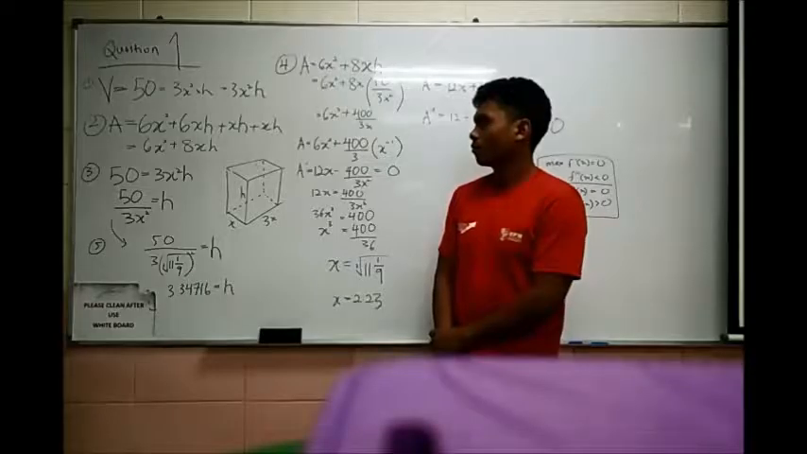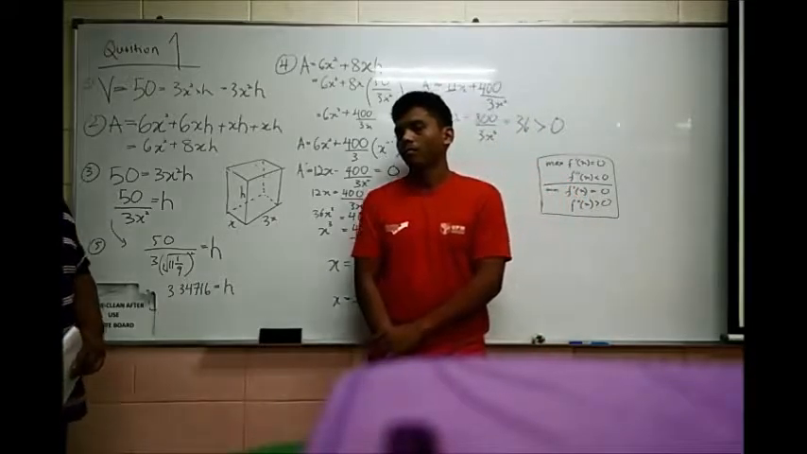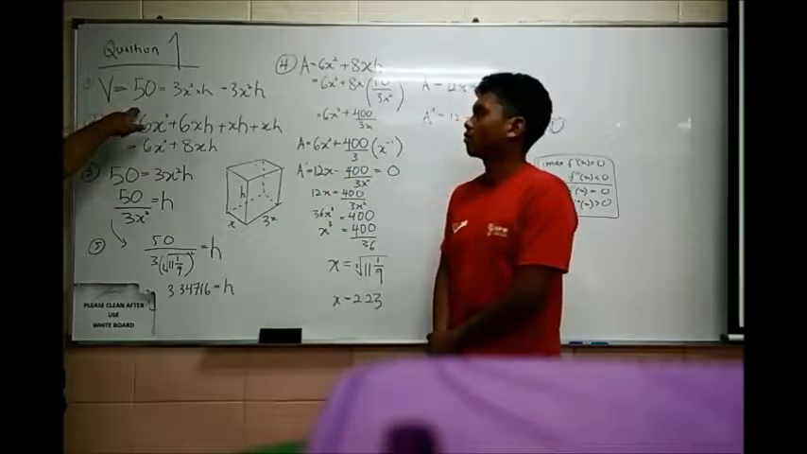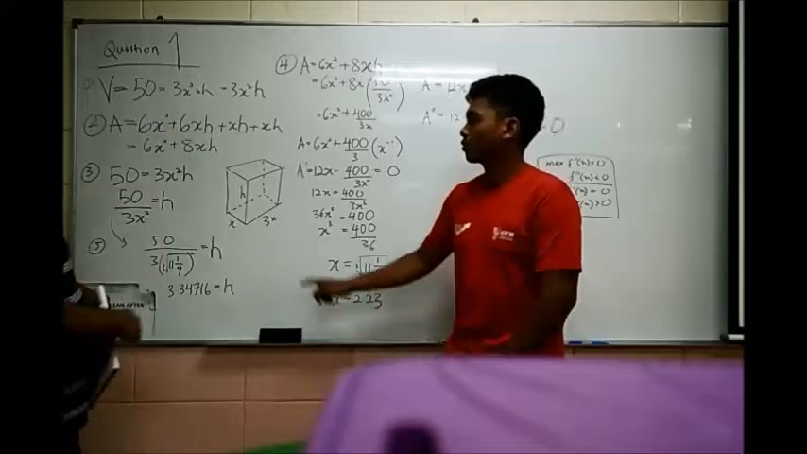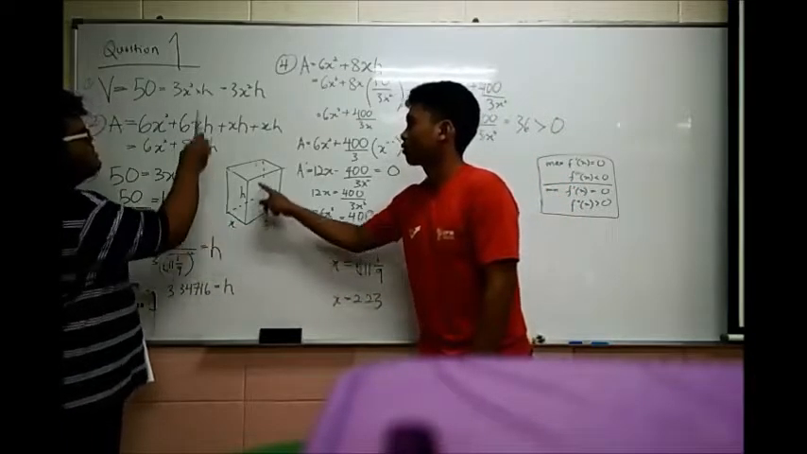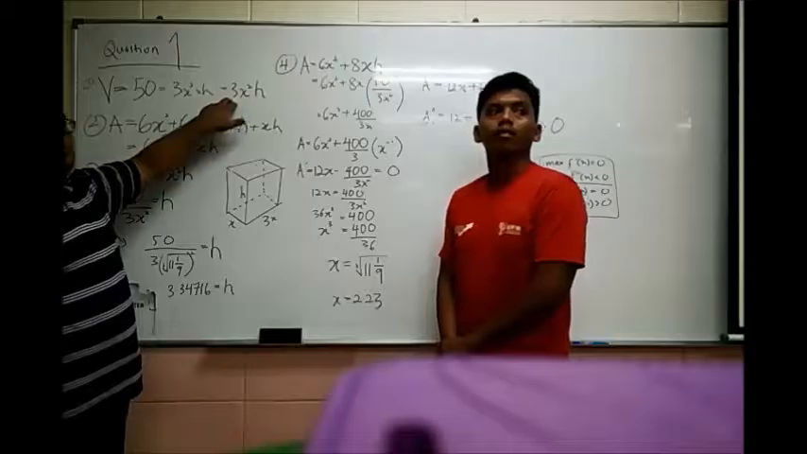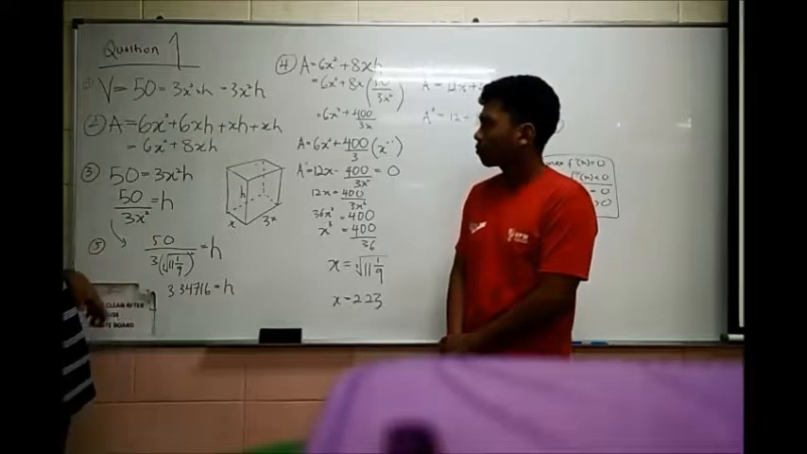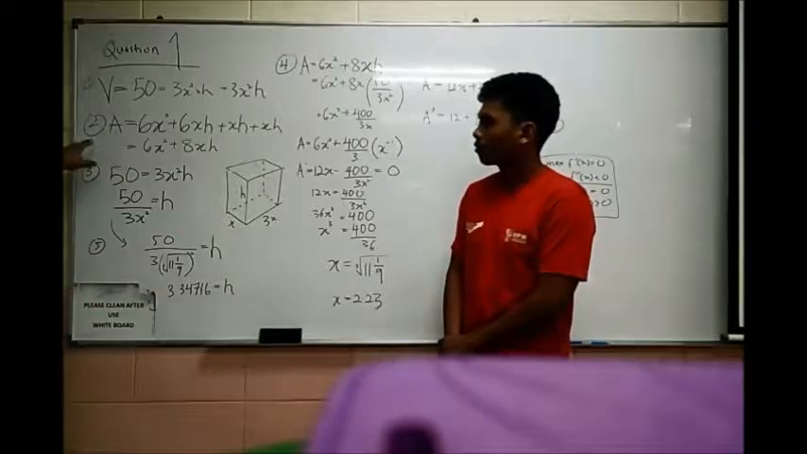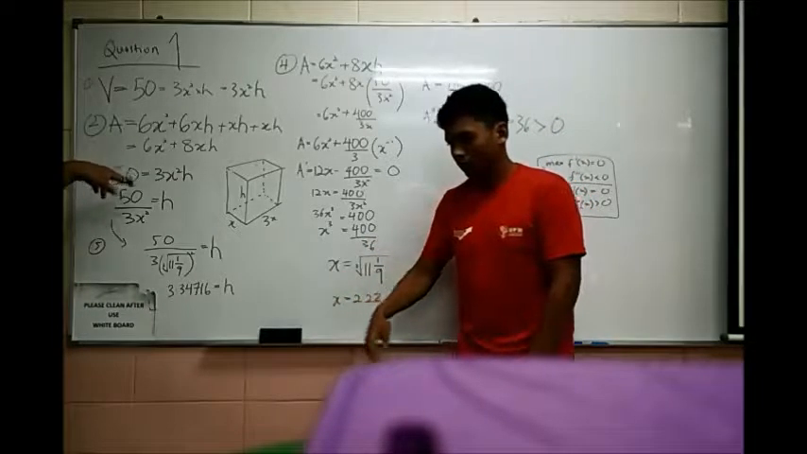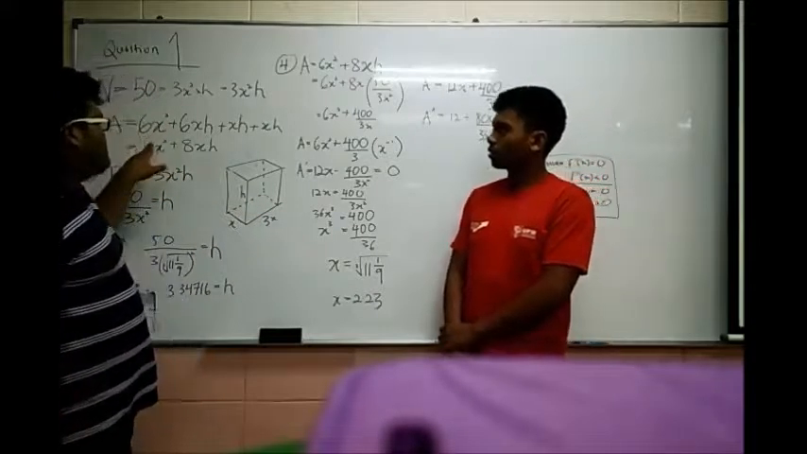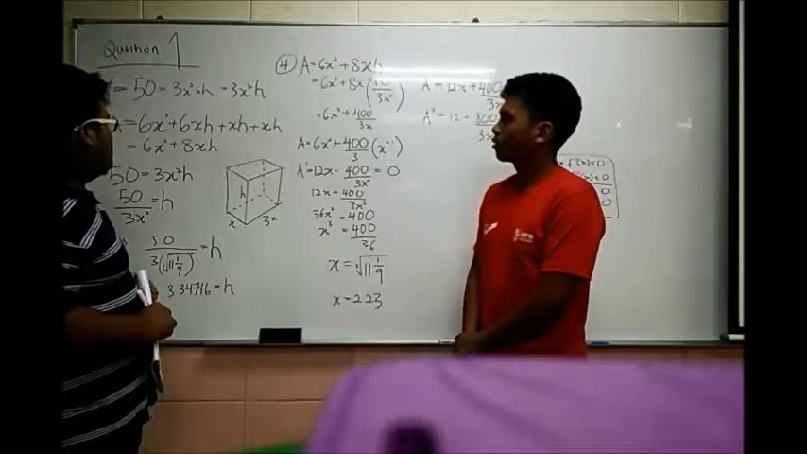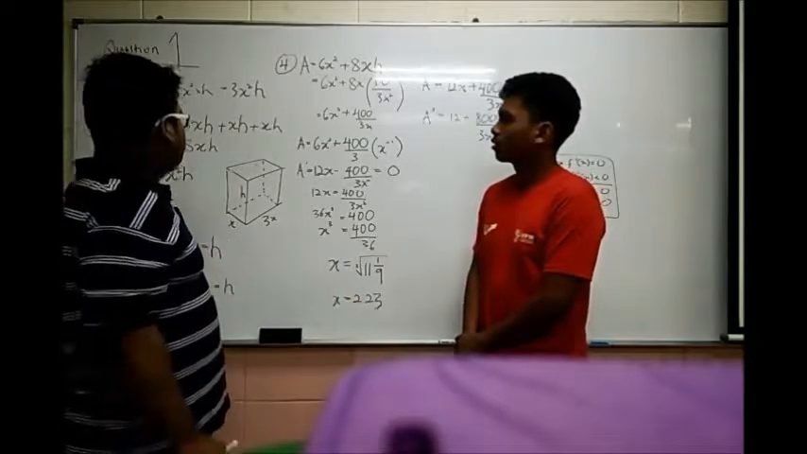The volume has been given as 50 feet cubed, so we have come up with this formula: volume 50 equals 3x squared h, because we have 3x times x times h. Then we have to find the area. We have come up with 6x squared plus 6xh plus xh plus xh, so we got 6x squared plus 8xh.